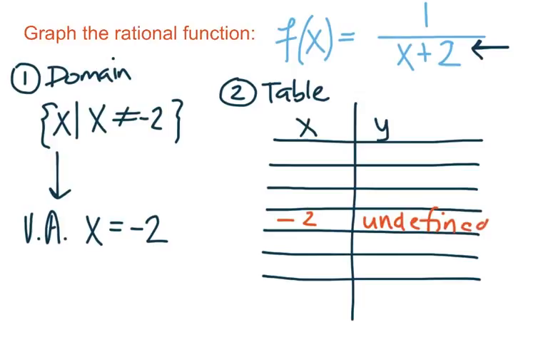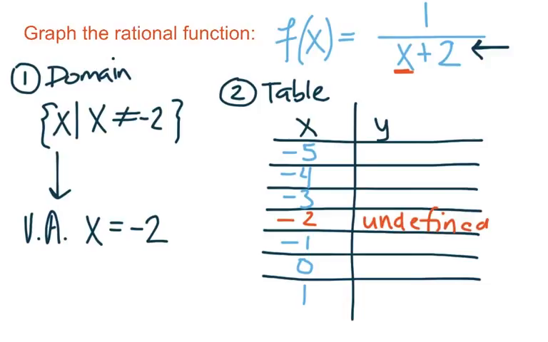If you were to try to plug in negative 2 back up here for x, you would be dividing by 0. And if I look at values to the left of that, let's look at things like negative 3, negative 4, negative 5. To the right of negative 2, I'll just grab negative 1, 0, and 1. Now we need to plug those in to get the y value.